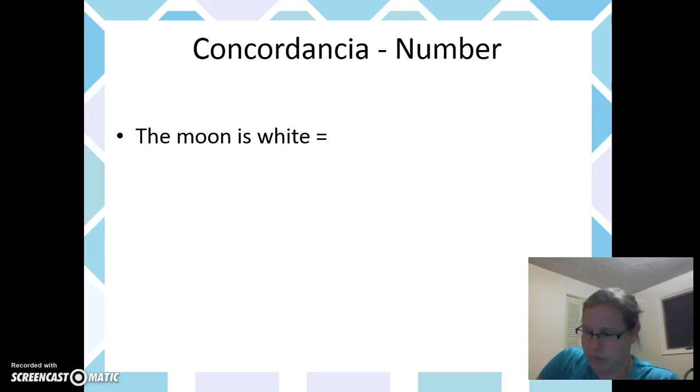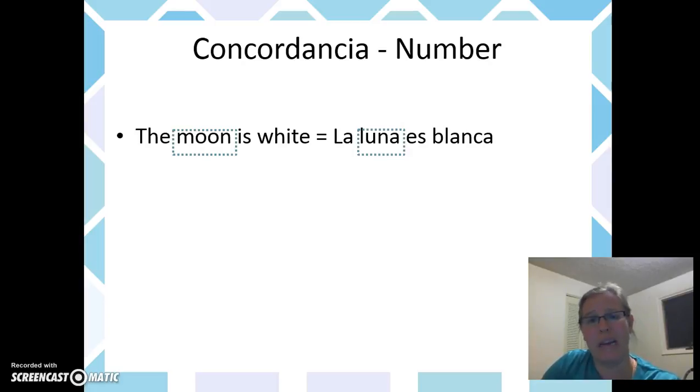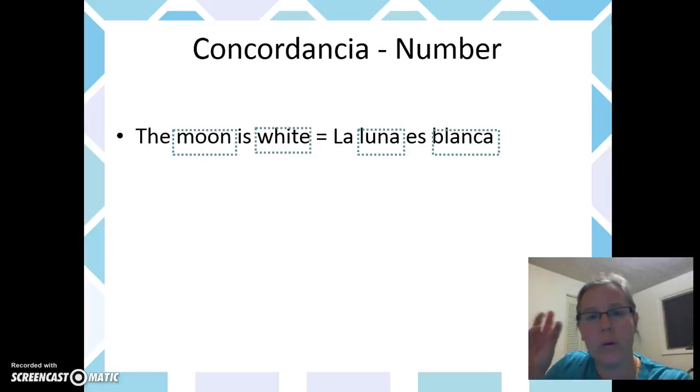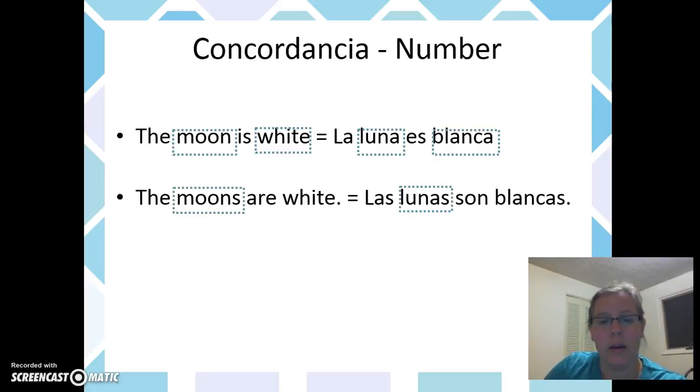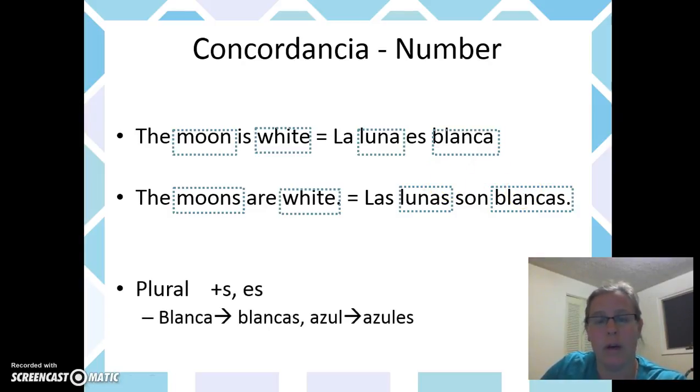Okay. Now let's look at the number. The moon is white. Pretty straightforward. We already know la luna es blanca. This time we're going to concentrate on the fact that la luna is singular, and therefore whatever word we choose for white, in this case blanca, also has to be singular. If we were to go plural, the moons are white. Well, lunas is plural, and therefore blanca has to turn into blancas to be plural as well. Okay, so we've got concordancia in number, agreement. You'll hear me say on one of your assignments that you need to check your concordancia, this is what I'm talking about. It's either number or gender. Those are the two things you need to look at, okay?